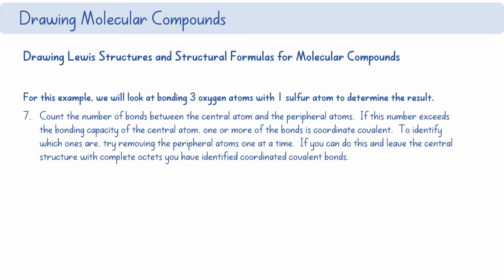Now you're going to count the number of bonds between the central atom and the peripheral atoms. If this number exceeds the bonding capacity of the central atom, one or more of the bonds is a coordinate covalent bond. To identify which ones are, try removing the peripheral atoms one at a time. If you can do this and leave the central structure with complete octets, you have identified coordinate covalent bonds.